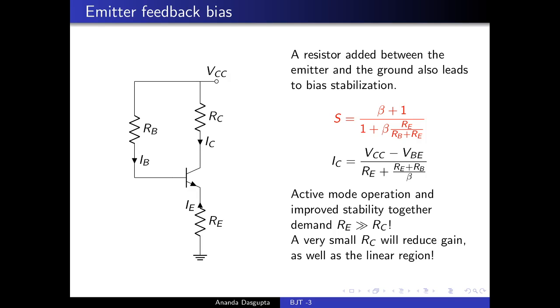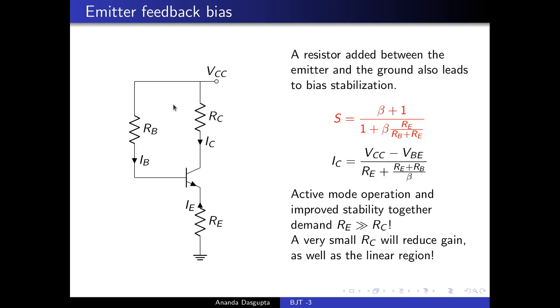However, let me point out that the real issue here was I needed base to be below collector. Why did I demand that the drop across RB be more than the drop across RC? That's simply because at their other ends, both the resistors have the voltage of VCC. So it's actually very easy to have the best of both worlds, which is I can have improved stability and ensured active mode operation.